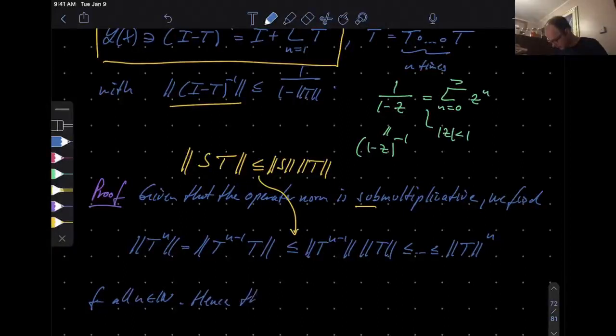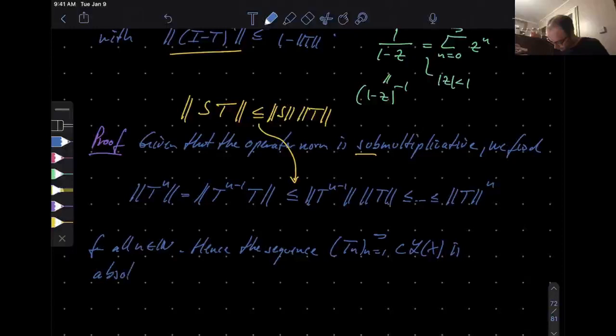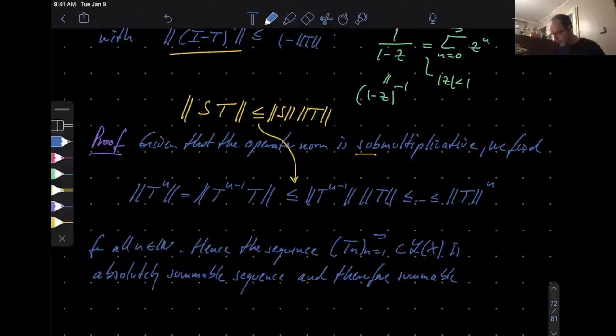the sequence T^n in L(X), remember, this is a Banach space itself, because X is a Banach space from the get-go. So that means this is an absolutely summable sequence, and therefore summable, by that theorem that we proved in the last video early on.